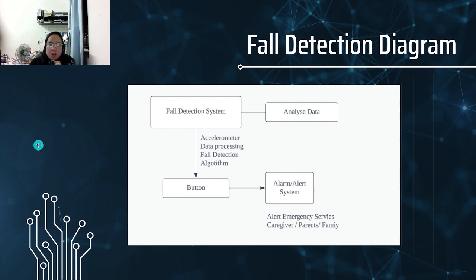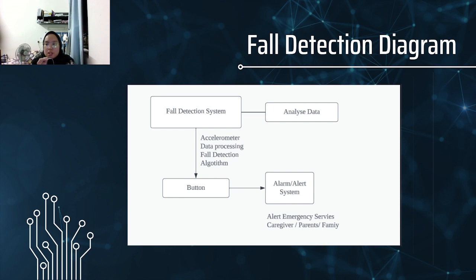This is the fall detection system. A fall detection system is a wearable device. I can give an example, such as an Apple Watch, which has fall detection built into it.